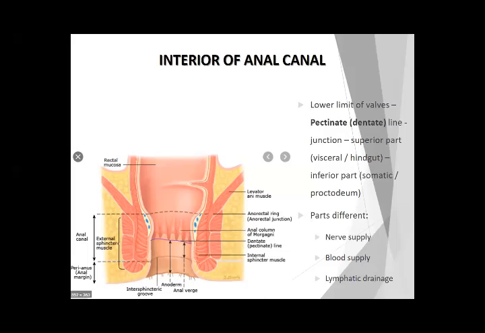The thing to remember is the embryological importance. This is the upper limit of the anal valves, so this is the anorectal junction. Between the anorectal junction and the anal valves, this part is developed from the hind gut. We have already done this development, but just to recall, the part above the anal valves up to the anorectal junction is developed from the hind gut, and the area of the anal canal below the pectinate line develops from the proctodeum.